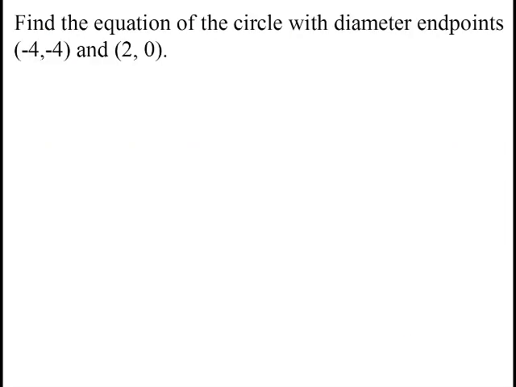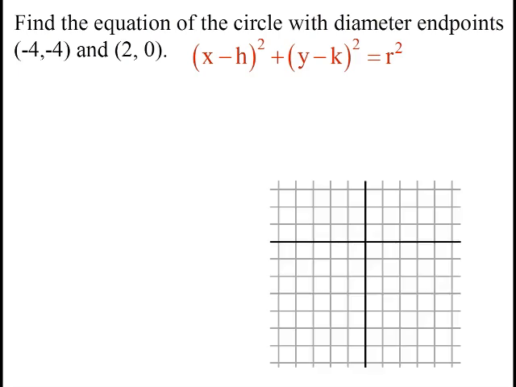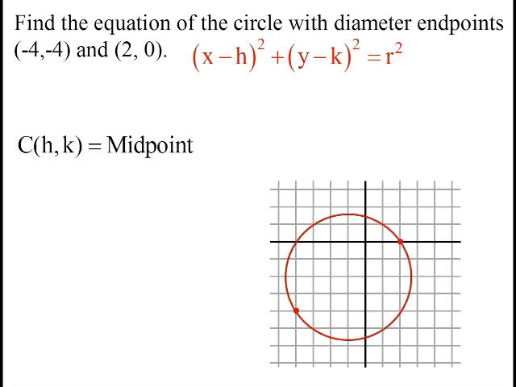Okay, this is by far the most challenging problem in this section. You are given 2 points on the circle. You don't know the center and you don't know the radius, so you have to find both. So if my endpoints of the circle are here and here, where would the center be? Well, it would be the midpoint of those 2 points.